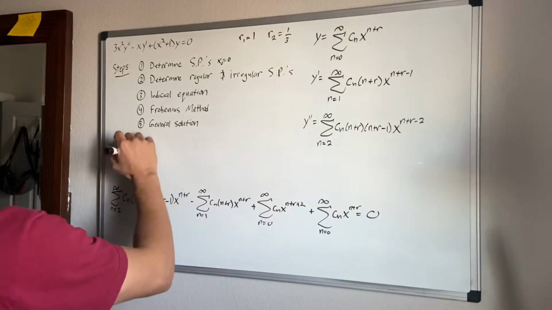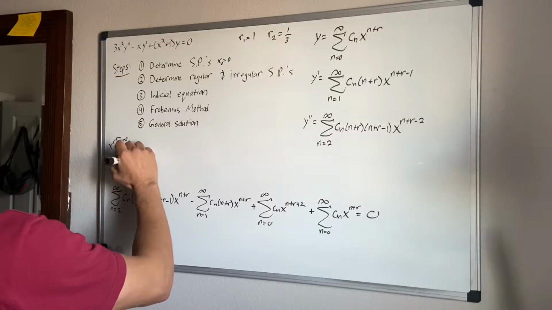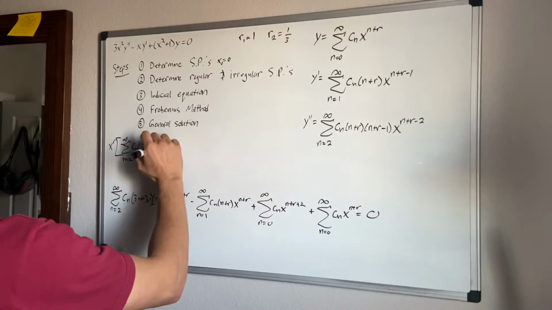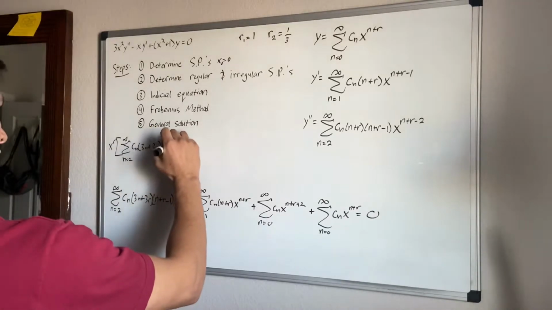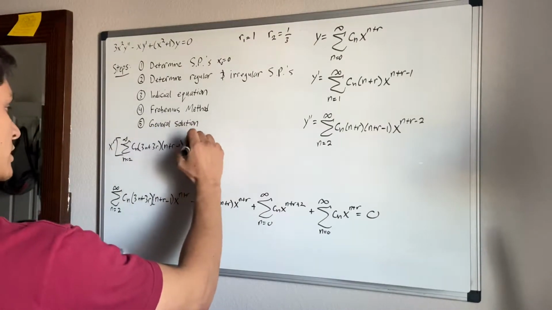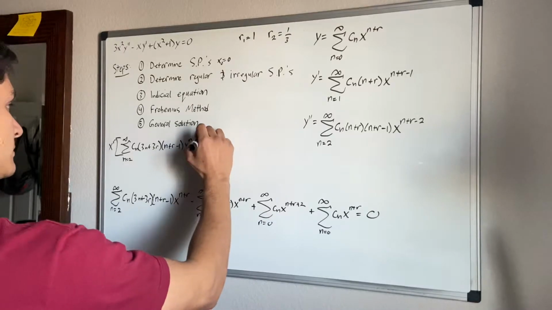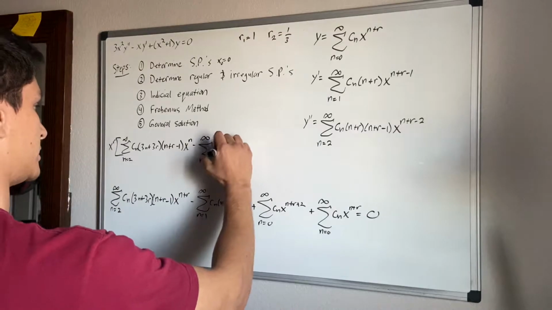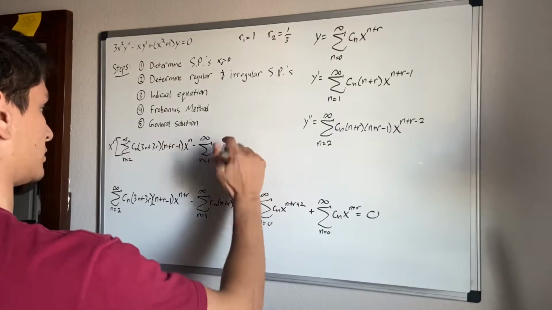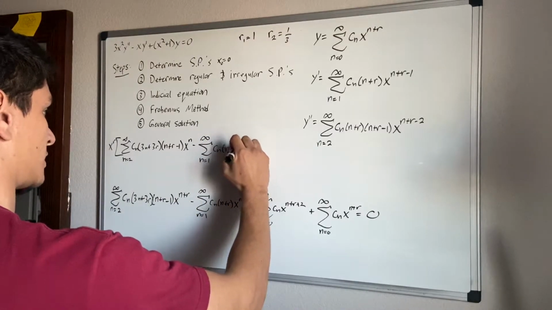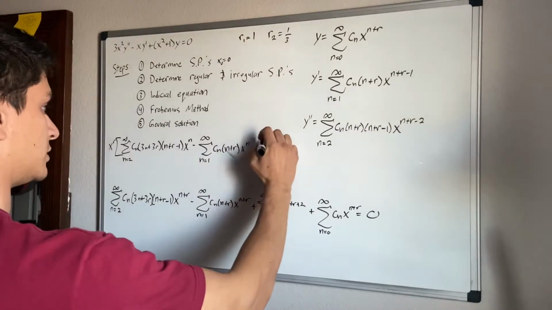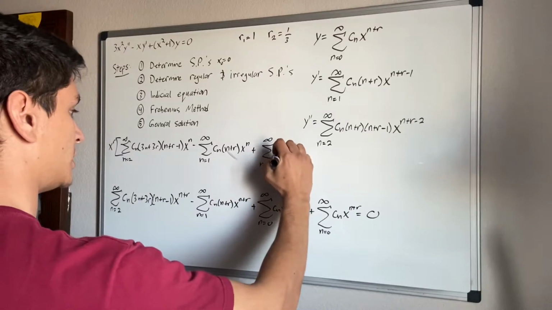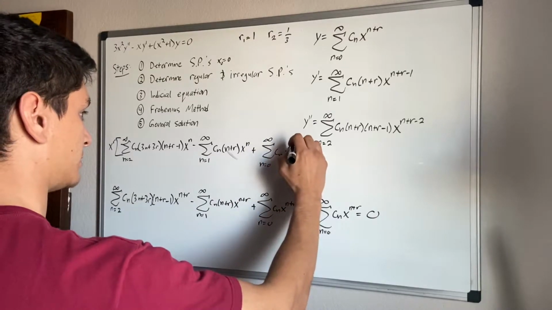So it's the infinite sum again, n equals 2, c sub n, 3n plus 3r, n plus r minus 1, x to the n, minus infinite sum, n equals 1 to infinity, c sub n, n plus r, x to the n, plus infinite sum, n equals 0, c sub n, x to the n plus 2.